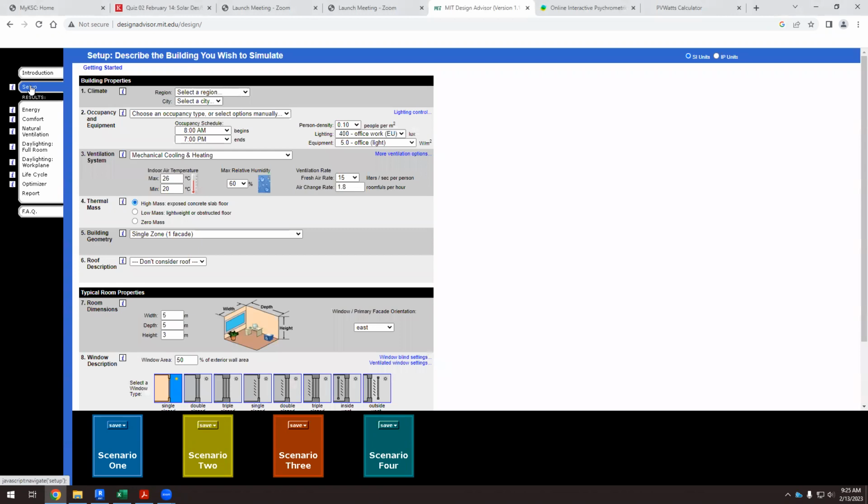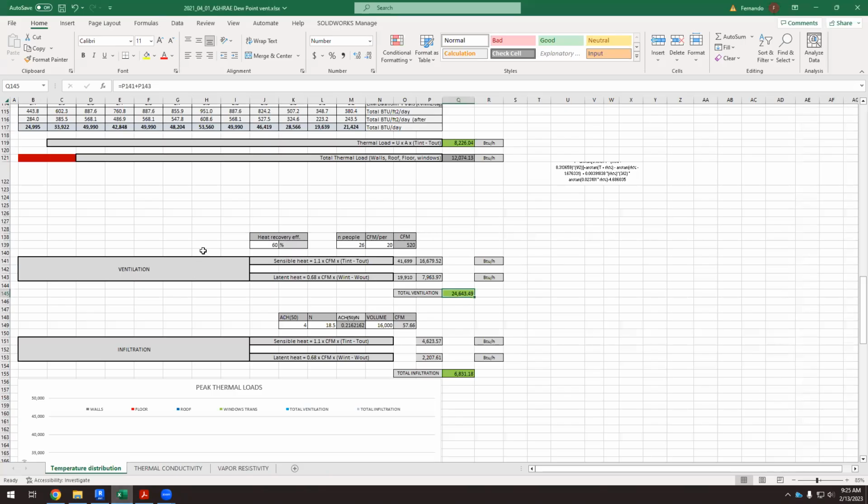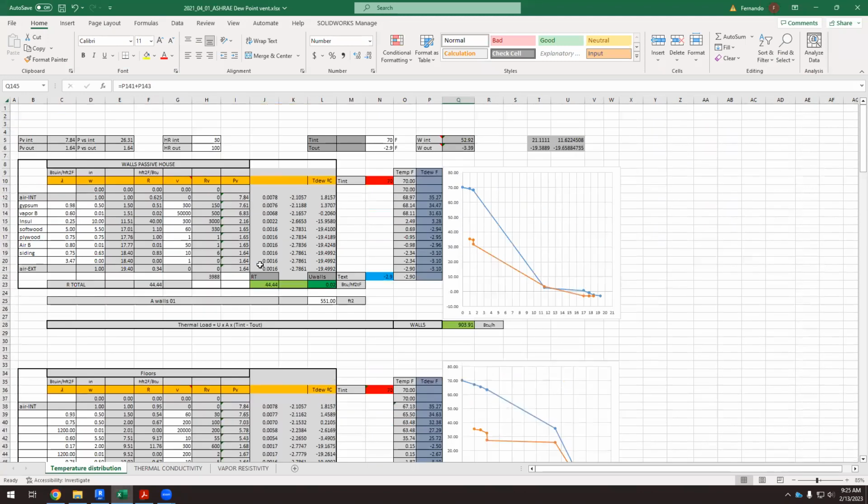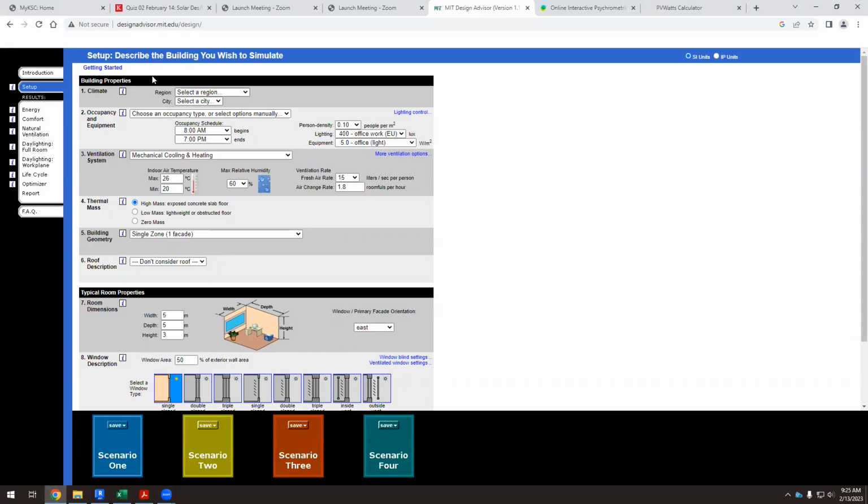I have to go to Setup, and I have this interface. Can we model a 3D building here? We can't. In this case, it's the same as this tool here. We can't create a 3D model and run the simulation. We have to type indoor and outdoor conditions. We have to type areas and all that stuff. So that's the first thing.